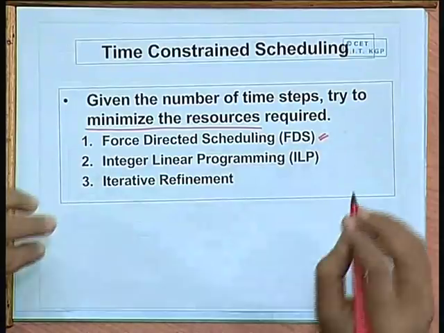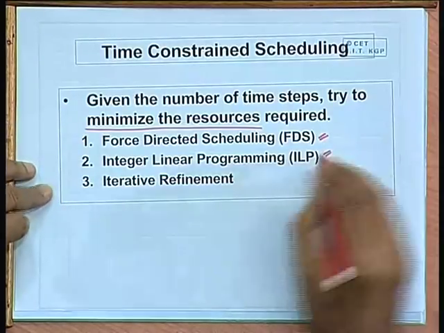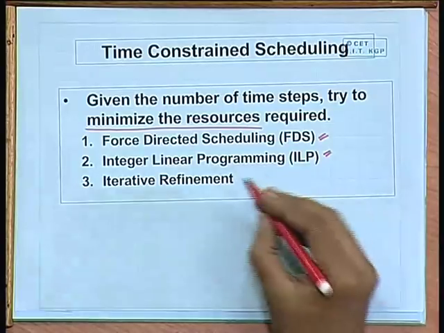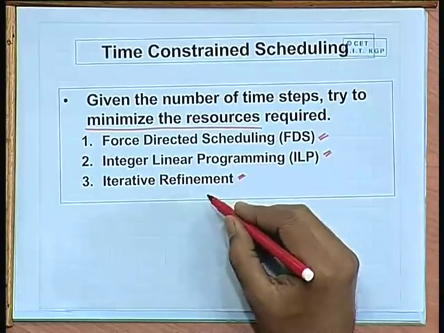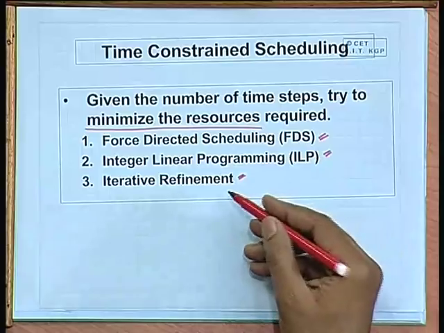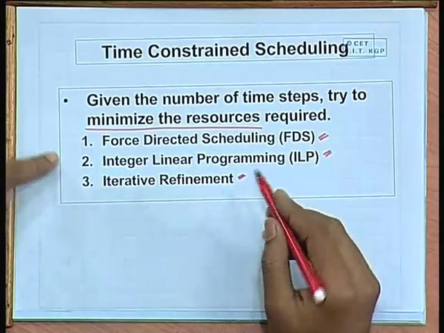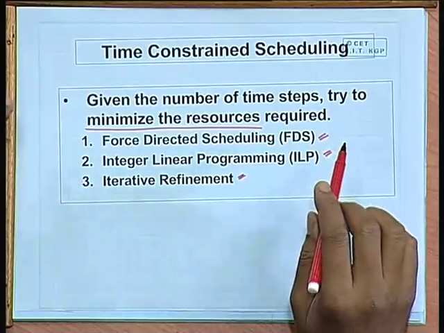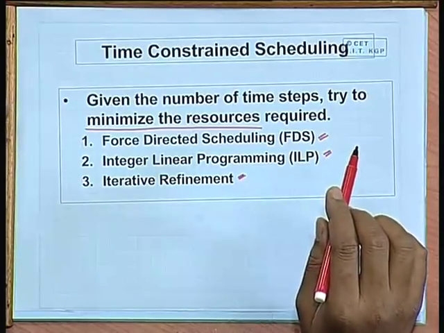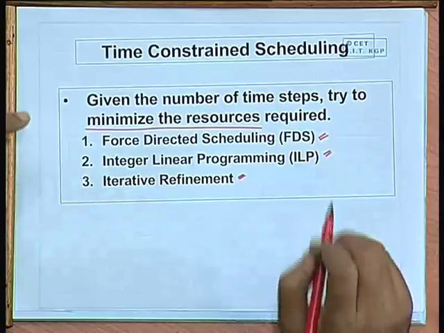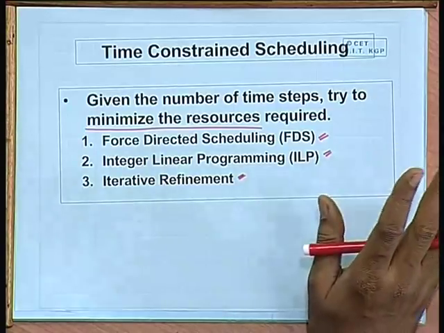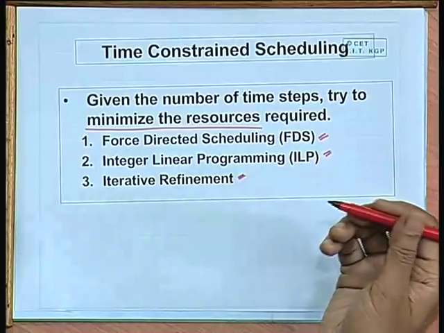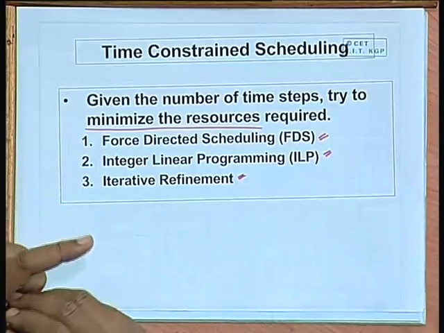The basic concept was like this. And integer linear programming, it frames the problem as an ILP and tries to solve it. Iterative refinement like simulated annealing, some algorithms like that were also proposed, but for scheduling still list scheduling is the one which is used most widely because of its simplicity and because it gives quite good results. These are the other methods which are reported and explored.